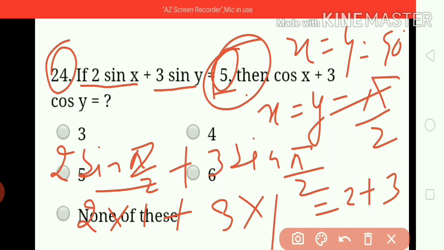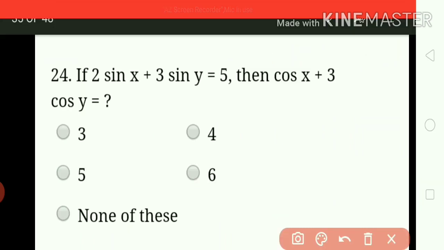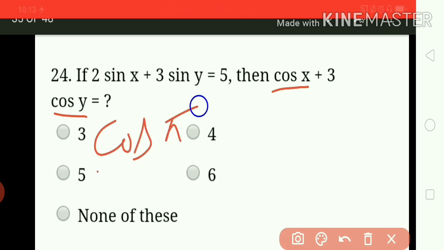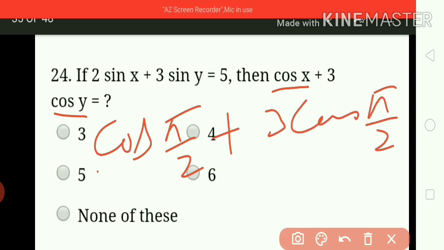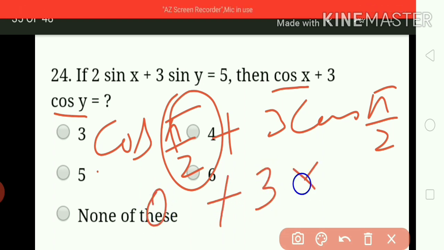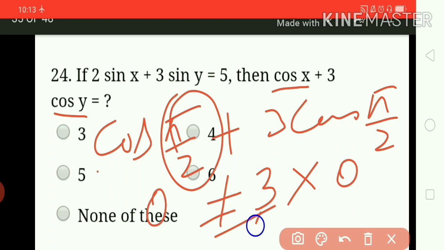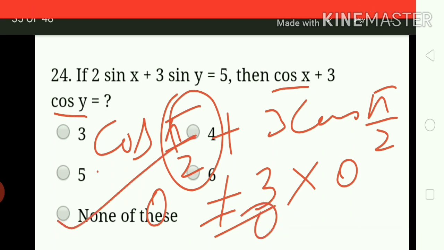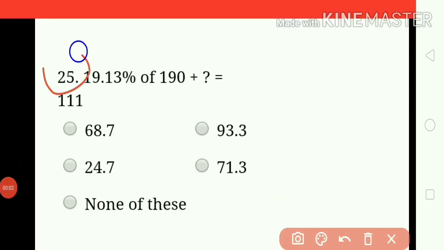So let us check for 2 cos x plus 3 cos y. So this is equal to 2 cos pi by 2 plus 3 cos pi by 2. You know that at pi by 2, cos is 0. So this is 0 plus 3 into 0, that is 0. So the answer is none of these, right? Let us start question number 25.